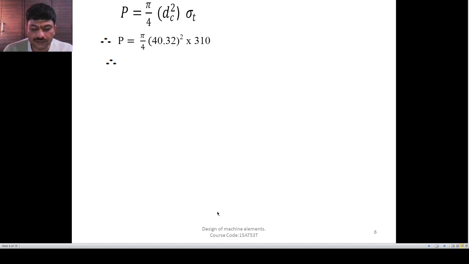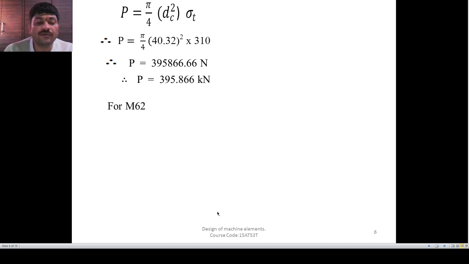So do the calculation: 40.32 square into 310 into 3.14 divided by 4. Nearly, you are getting 3,95,866.66 Newton. So this much amount of tensile load is acting on that bolt. Otherwise you can keep it in kilonewton form, that is 395.866 kilonewton. This is the amount of tensile load acting on that M48 bolt.